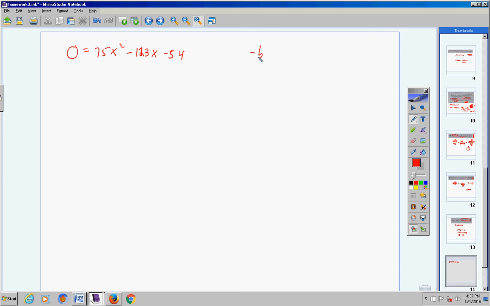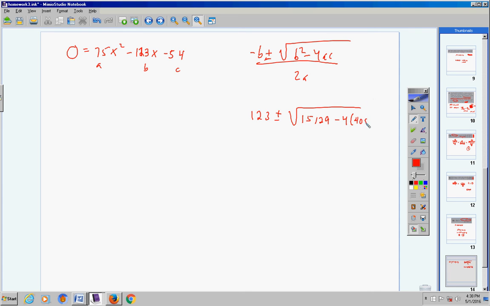Negative b plus minus the square root of b squared minus 4ac all over 2a. So here we go. This is my a, b, c. So it's a negative sign. I'm putting in a negative number, so I get a positive 123. Square root of, when you square 123, you get 15,129. And then negative 4. And then when you multiply a times c, you're going to get 4,050. Now, with your calculator, don't forget to do your multiplication first, okay? If you did, you get negative 4,050. Sorry about that. Negative 4,050.